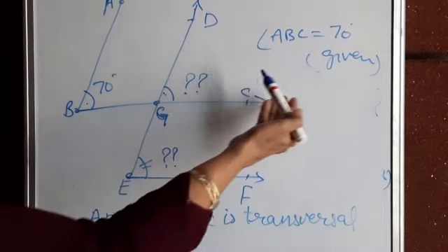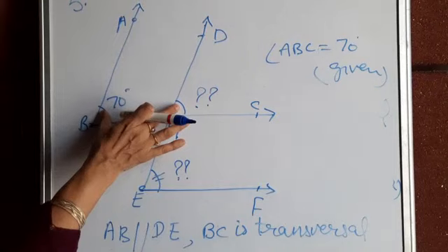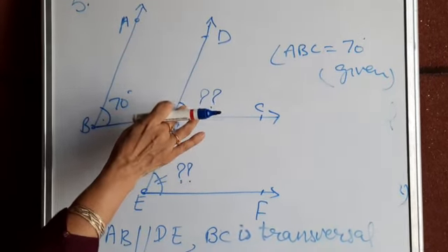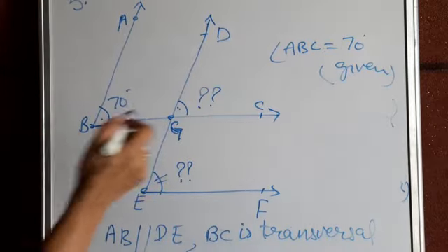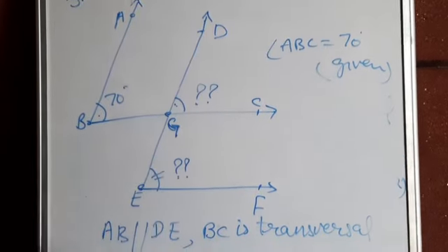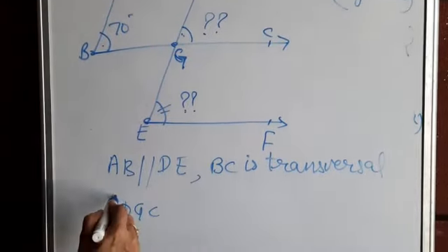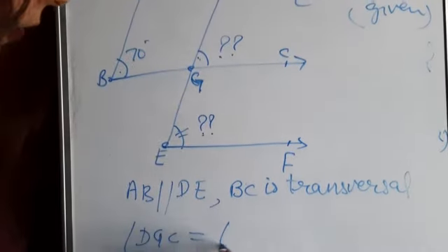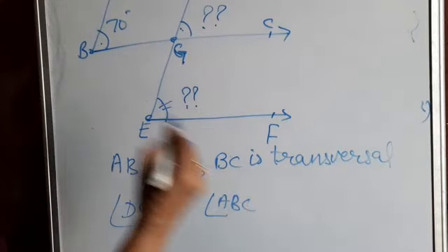When this is the transversal, these two angles are corresponding. So which angle we have to find out, write down on the left side. We have to find out DGC. So write down DGC on the left side, and on the right side ABC. These two angles are equal.